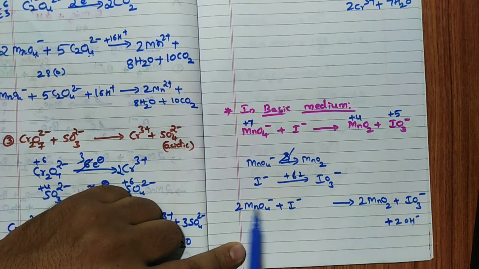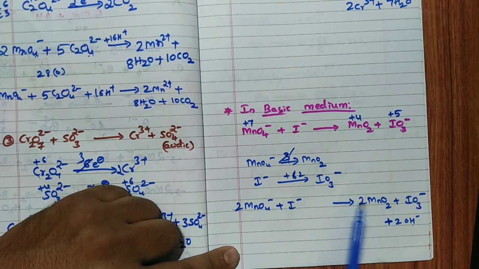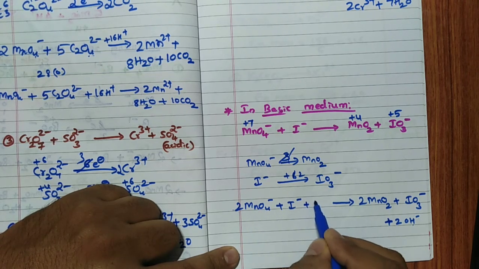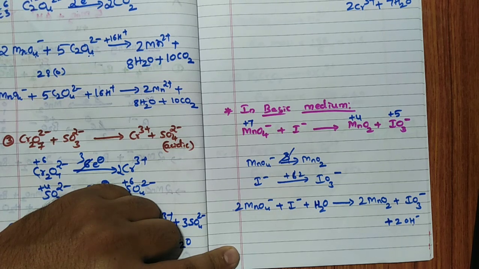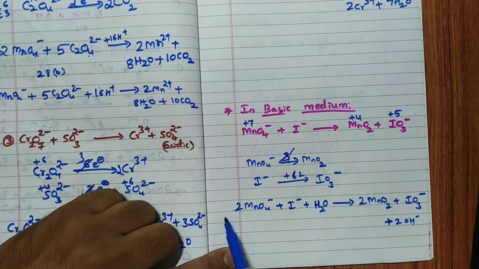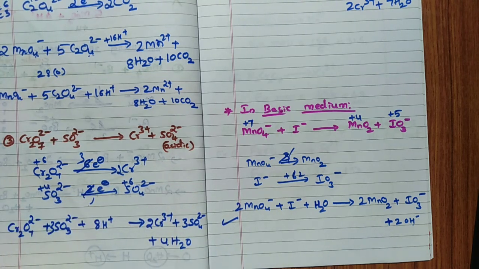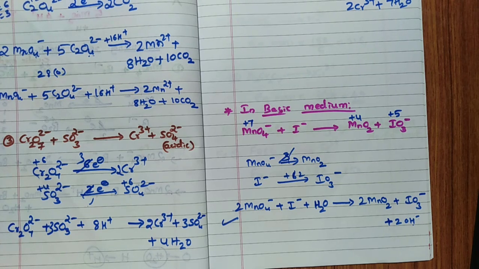Now, see the oxygen. 4 2s are 8. Here, 2 2s are 4, plus 3 is 7, plus 2 is 9. See, 8 here, 9 here. One oxygen is needed on the reactant side. What do you have to do? Add H2O. Then you can see hydrogen 2 here, also 2 hydrogen, it is balanced. So, balanced chemical equation. Like this, you can balance in basic medium. Some more examples, if you want, you can take from reference books and practice.